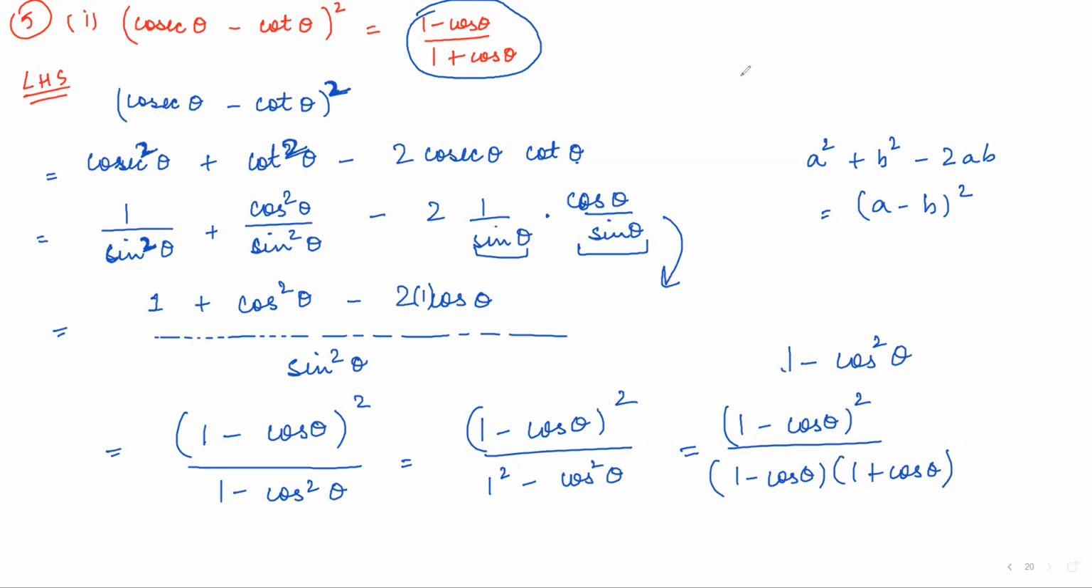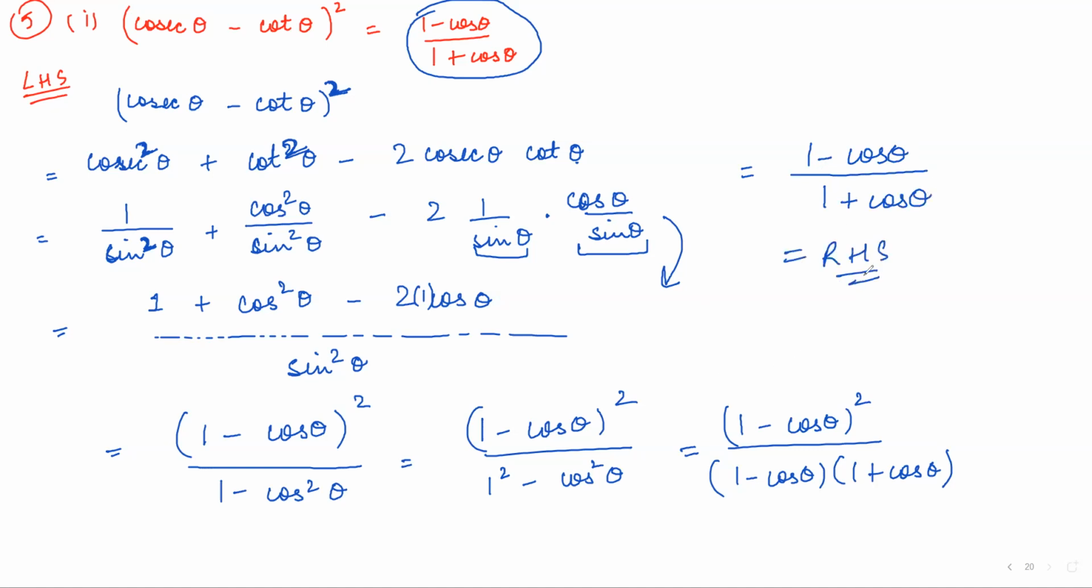Understood? Yes, ma'am. So this will give you 1 minus cos theta divided by 1 plus cos theta. So this is equal to RHS. So you have proved.